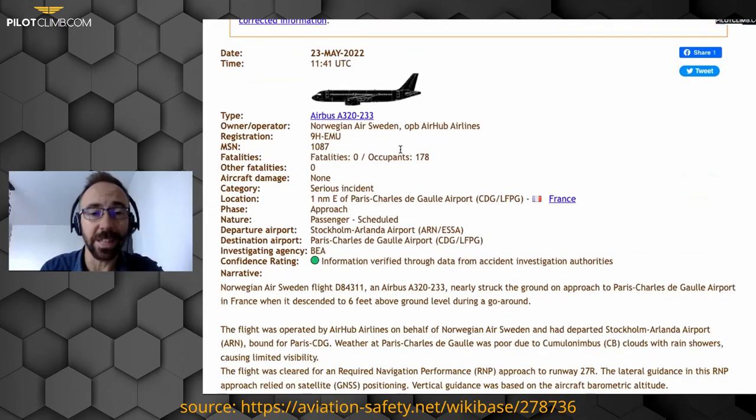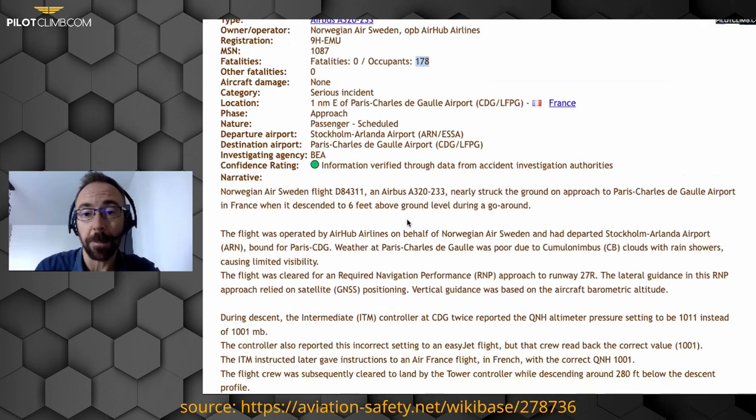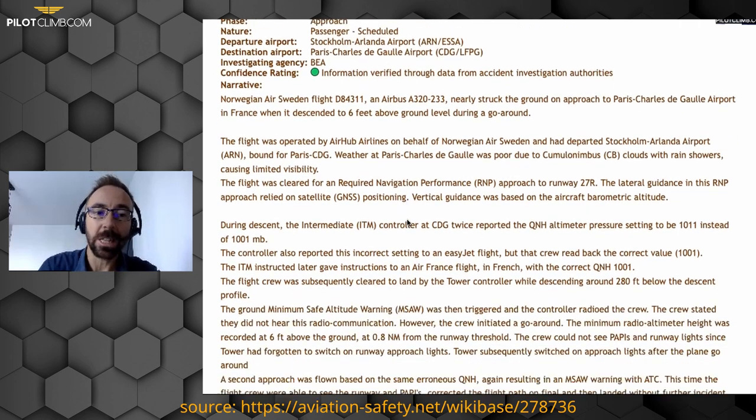The aircraft of the day, 23rd of May 2022, was an Airbus A320, okay? There were 178 people on board, and what happened was that the pilots were good enough to perform the go-around and save all the people. But what I want to make sure is that because of this QNH blunder error, they ended up being only 1.8 meters from the ground, okay? And they were good enough to perform a go-around and save all people's lives. So let's read through the reports.